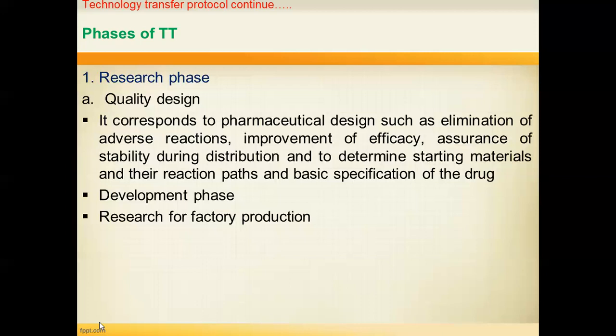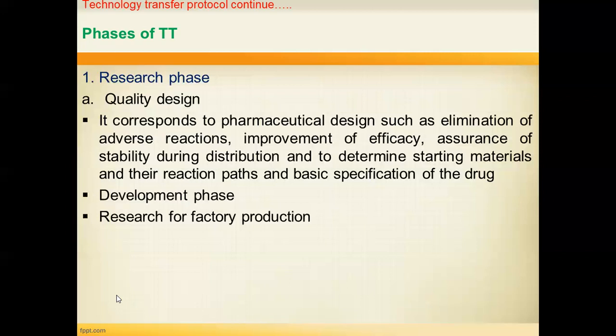In the research phase, the first step is to start the design of your experimentation, or the design of your formula for the formulation of pharmaceutical products. You have to select the procedure, and the selection of excipients plays an important role in the quality design. It is associated with the elimination of adverse drug reactions associated with the product, improvement in efficacy, and assurance of stability during distribution. So it can assure that your product does not decompose until the shelf life of the product.